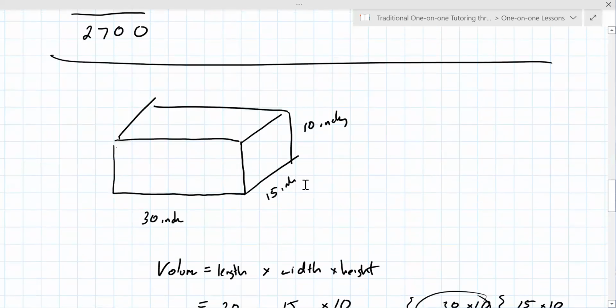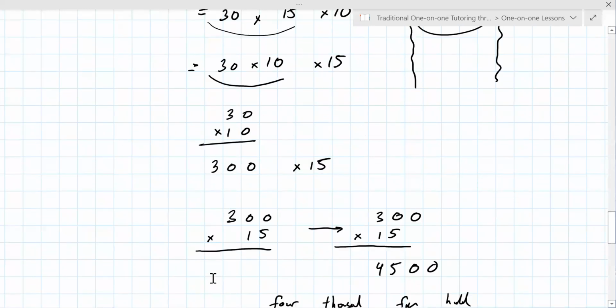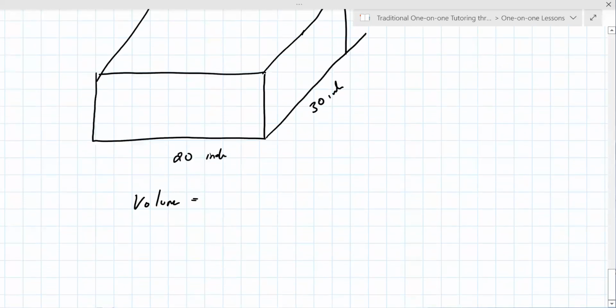Look at this problem here. What is the formula that we used? Length times width times height. Yes. Okay, so it's the same formula. The volume formula is the same. It's the length times the width times the height.